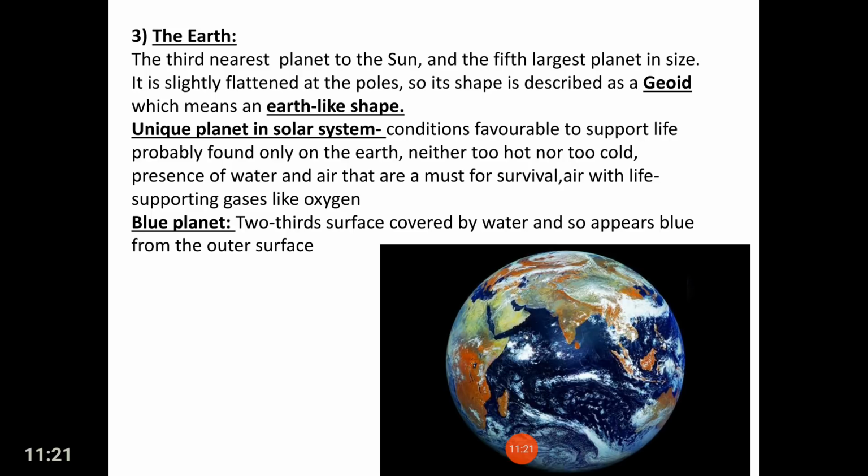Now why is Earth called the blue planet? Obviously, in the solar system there are different planets, and these different gases or the dust and the atmosphere present over here, or the minerals present over there, they are making different planets appear in different colors. So why is Earth called the blue planet? Because 2/3 of its surface is totally covered with water, and so it appears in blue color from the outer surface.